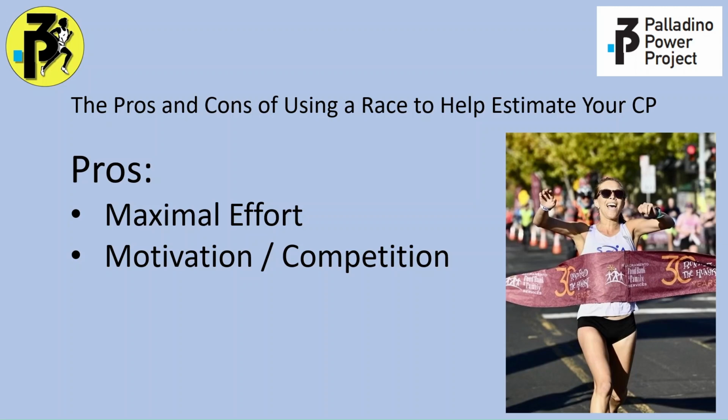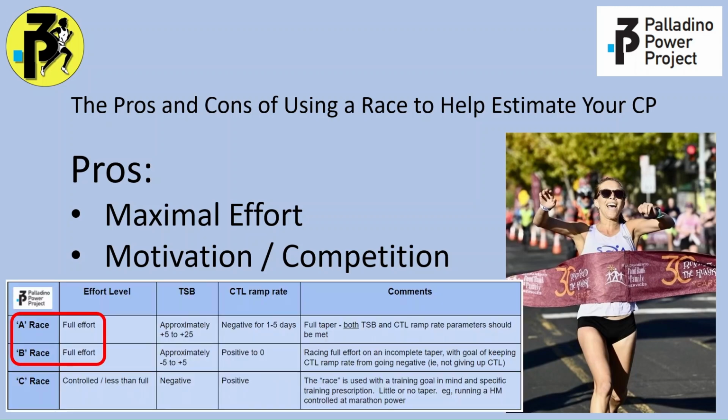When you go to a race, it's a maximal effort in most cases, and there's motivation, there's competition, so it brings the best out in you. Now, I want to emphasize maximal effort because A races and B races do require maximal effort. A C race is one where you go to a race and are just executing at a lower intensity. You're using it for training purposes. It's not full effort. So a C race is not going to do anything for your CP estimate. It's not going to do anything for your power duration curve. So in this video, I'm talking about A races and B races.